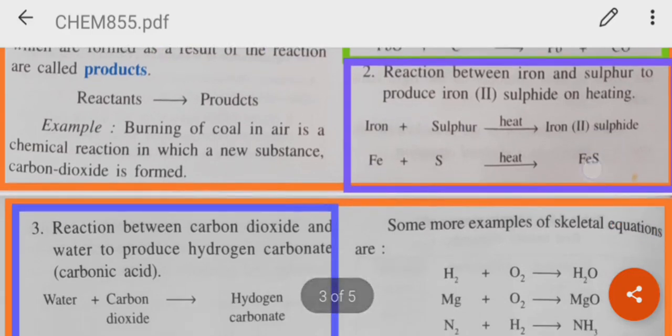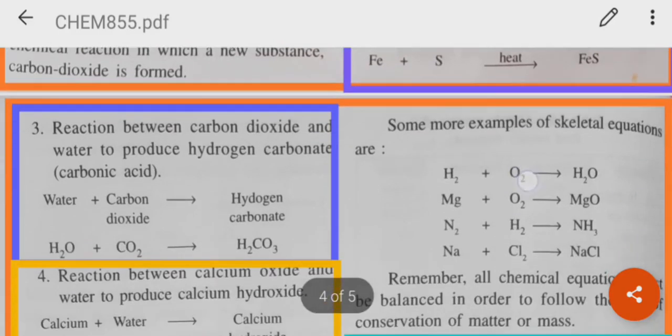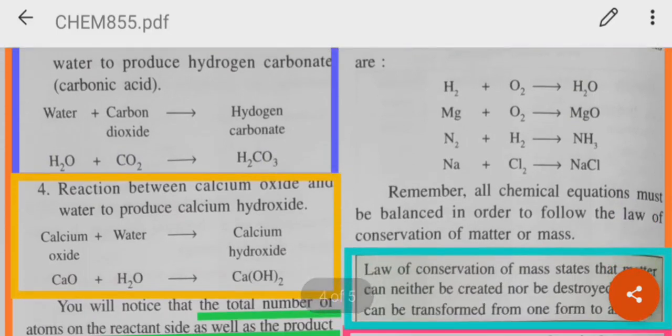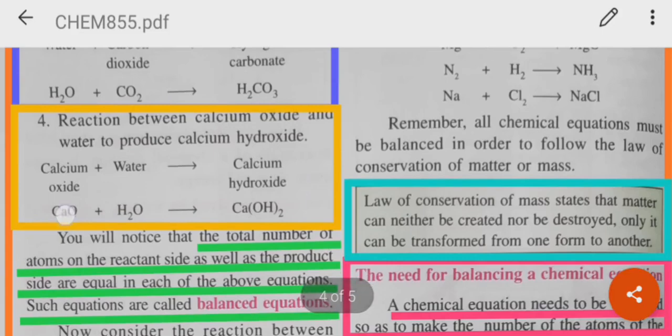So, what do we get? FeS. Then reaction between carbon dioxide and water to produce hydrogen carbonate or carbonic acid. Do you know what is the common name of this? It is known as soda water. So, water plus carbon dioxide gives carbonic acid. Next example, reaction between calcium oxide and water to produce calcium hydroxide, as you can see here.